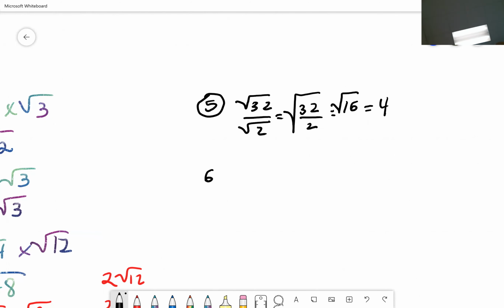Now we got 6, which is, I should have scrolled that up so you didn't see what I did there. So 5 is pretty straightforward. I mean, there's other ways of doing it, undeniably. So we have 6, which is square root of 72 plus the square root of 18.